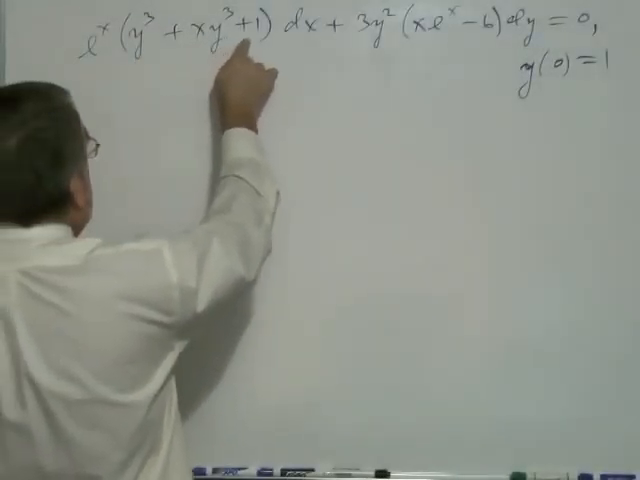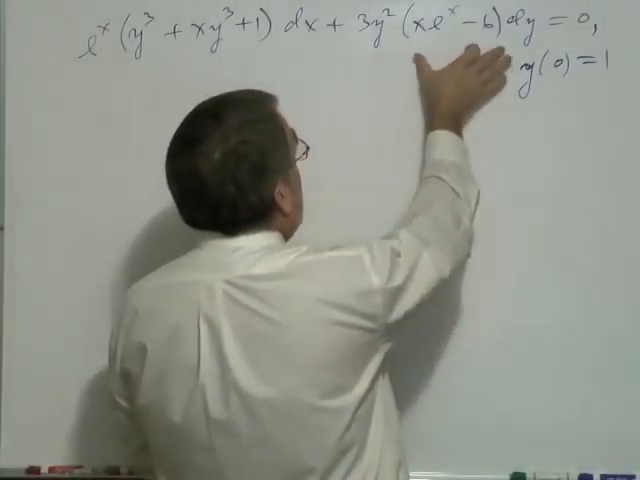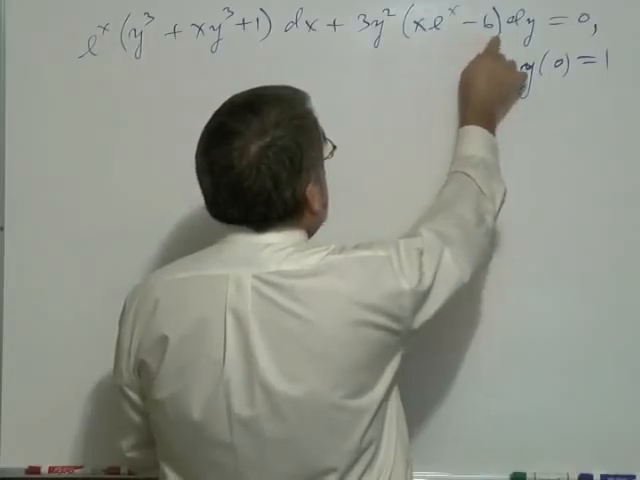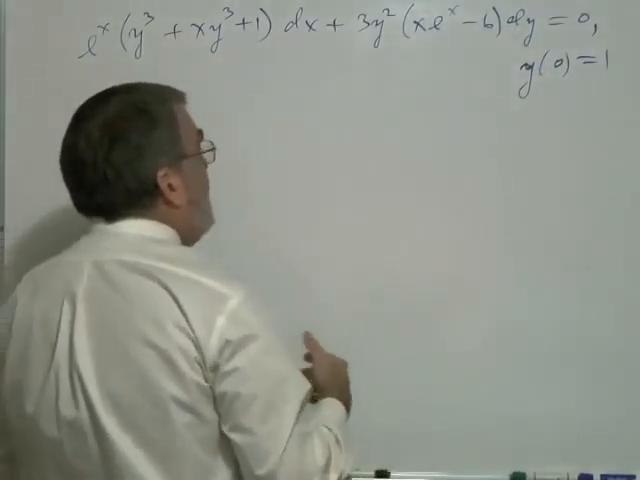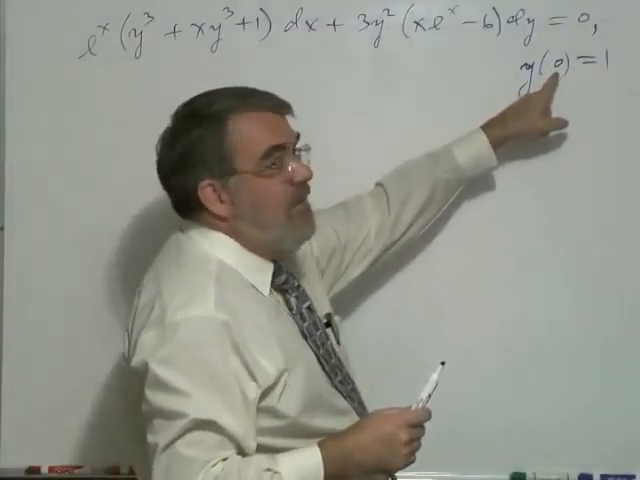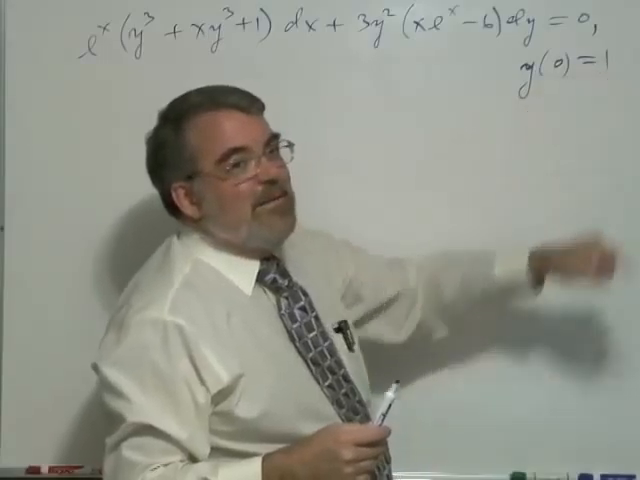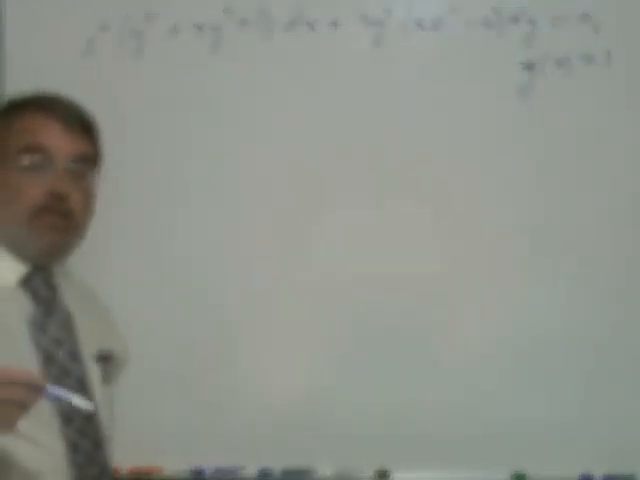e to the x (y cubed plus xy cubed plus 1) dx plus 3y squared (x e to the x minus 6) dy equals 0. And the initial condition is y at 0 equals 1, which means when x equals 0, y equals 1. Well, let's first check to make sure it's an exact differential equation.